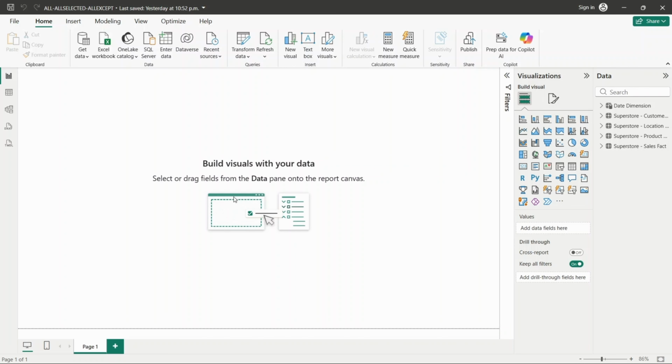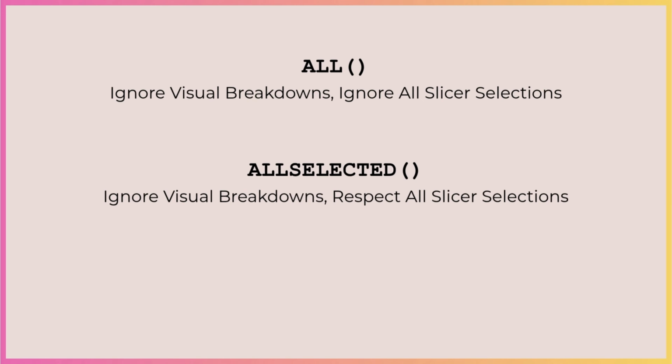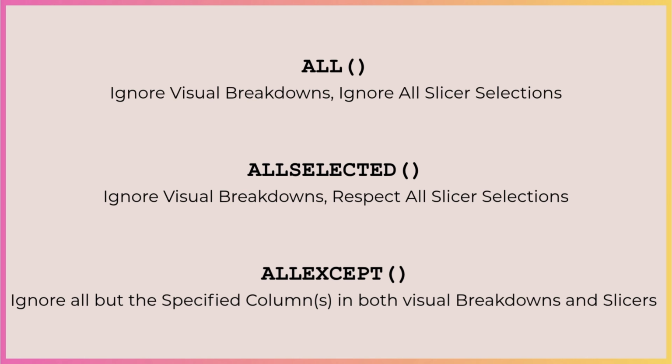Now, these functions often confuse beginners because they look similar, but they behave very differently depending on the slicers and the visuals that you have. And by the end of this video, you will know how to calculate totals completely ignoring filters, how to calculate totals respecting slicer selections, and how to calculate totals while keeping only specific filters that you define.